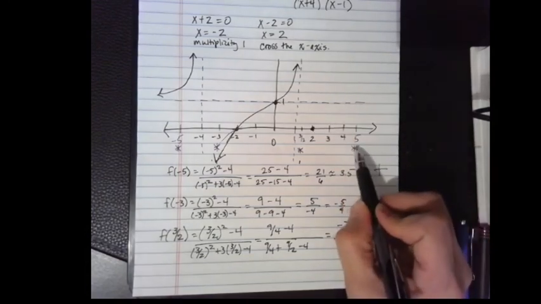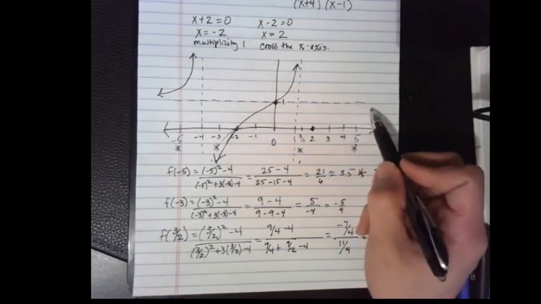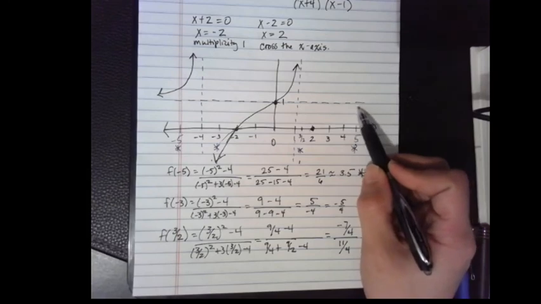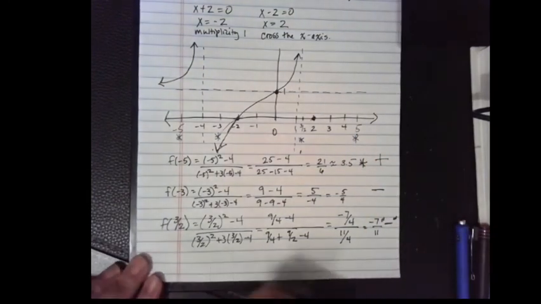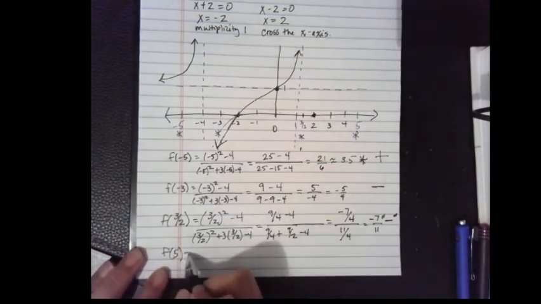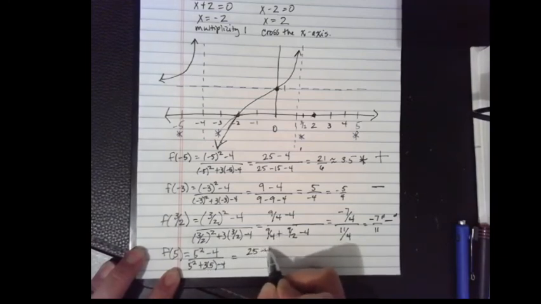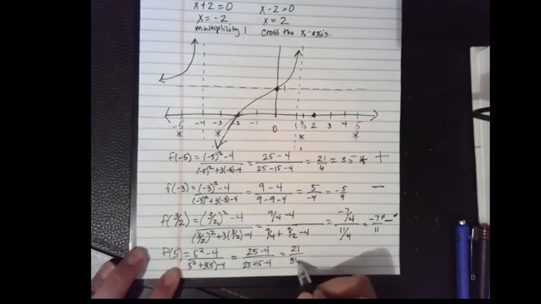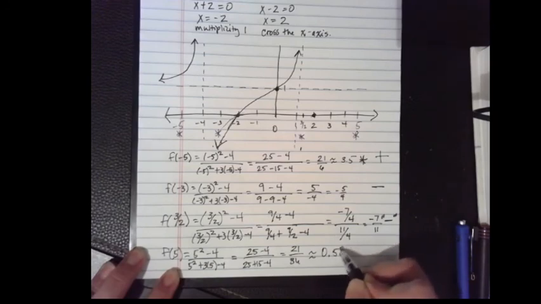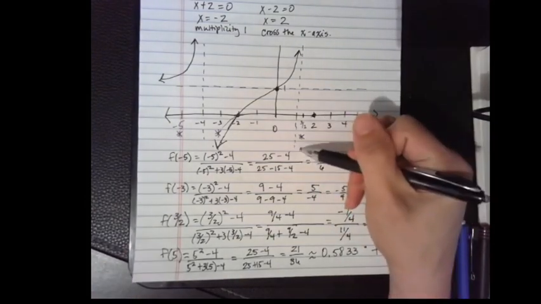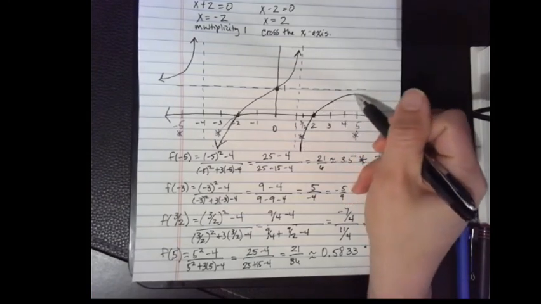So when I select 5, I'm looking to be traveling along this horizontal asymptote, because that's what horizontal asymptotes do. They tell us the end behavior. So I'm expecting to get something smaller than 1, but positive. F of 5 is 5 squared minus 4 divided by 5 squared plus 3 times 5 minus 4. That gives me 25 minus 4 in the numerator, 25 plus 15 minus 4 in the denominator, so 21 over 36. That is approximately 0.5833. So this here is also positive. It is also smaller than 1. Okay, so here our graph is doing this.